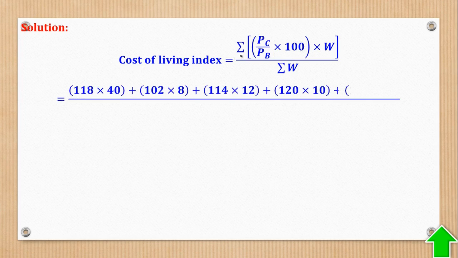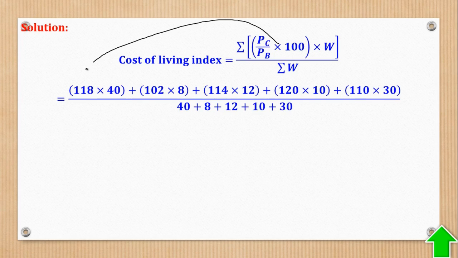So now you just get the whole of this, then multiply by the corresponding weight. Then again, price relative, weight, price relative, weight, price relative, weight, like that. The denominator will add up all the weights.